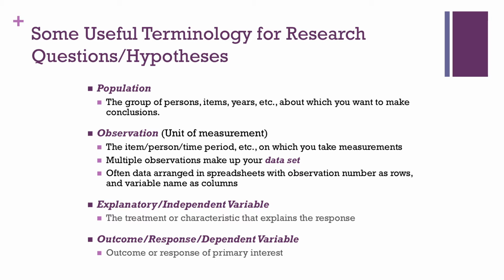The outcome that you're measuring, or the response, is the second type of variable that we'll talk about, and that can be referred to as an outcome variable, a response, or a dependent variable. And this is typically your response of primary interest. So in the example that we've kind of made up here, the response variable is the time until the car starts moving after the light turns green.